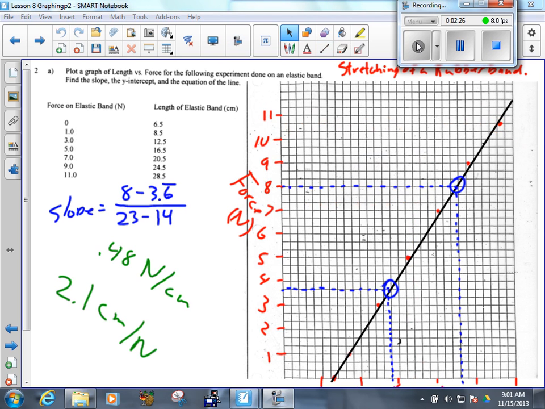Okay, sorry guys, quick note here on number 2, because sometimes it's hard to tell which is the manipulated and which is the responding variable. Which variable goes on the x-axis? Quick review: the manipulated variable. In an experiment like this, they want you to plot a graph of length versus force for the following experiment done on an elastic band, and then they don't tell you how the experiment worked. Well, if they don't tell you how the experiment worked, it's hard to figure out which was the manipulated variable.